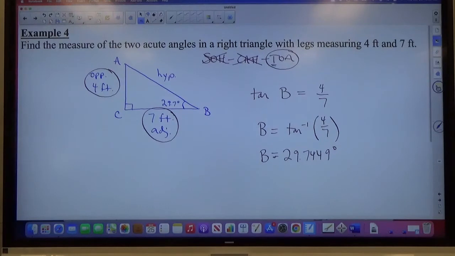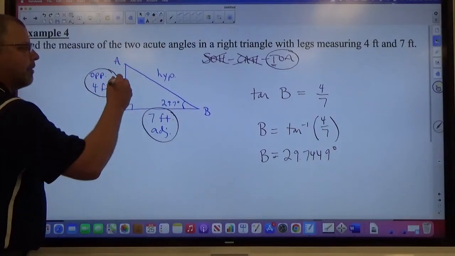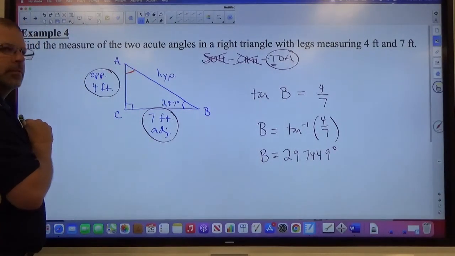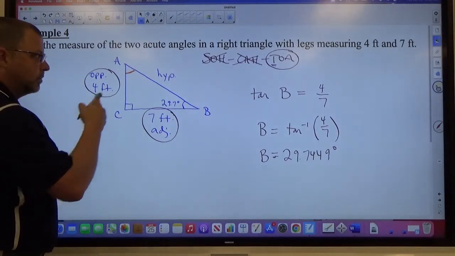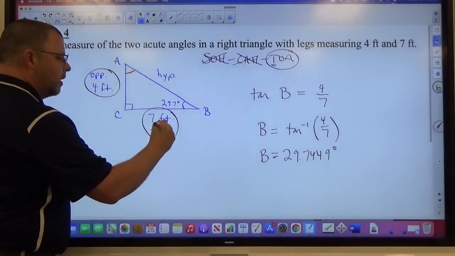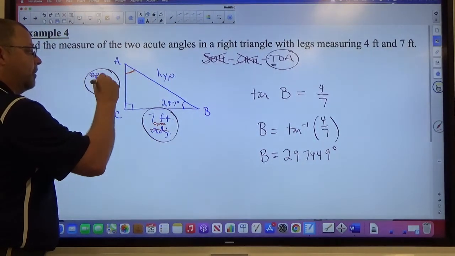How do you think we can find A? 180 minus the two angles we know now, right? Once we know two angles, we can do 180 minus, right? If instead we wanted to use trigonometry again, just because we are in the trigonometry section, if I wanted to find out what A is, which side's now the opposite side? 7 feet is opposite of A, right? Hypotenuse is still the hypotenuse, so that means that 4 feet is the adjacent side to A.